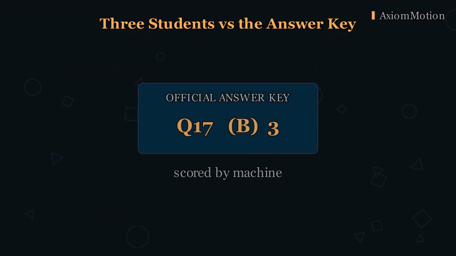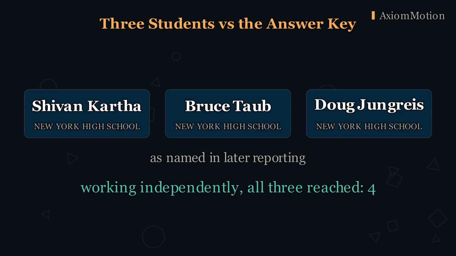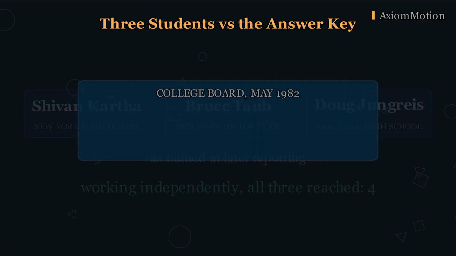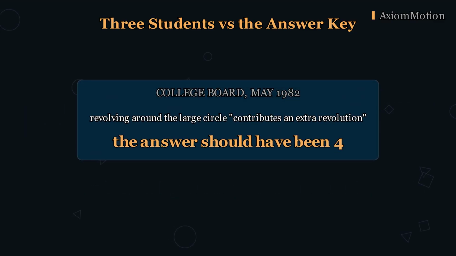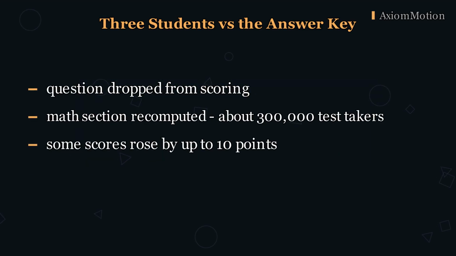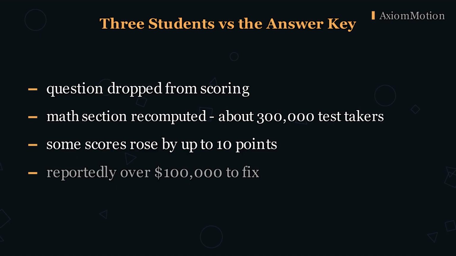Back to 1982. The SAT was scored by machine against an answer key that said 3. Within weeks, 3 New York high school students, working independently, wrote to the College Board to show that the listed answer was wrong. Later reporting names them as Shivan Carther, Bruce Taub, and Doug Jungrice, who went on to a career in mathematics. The College Board checked and agreed. Their own published explanation conceded that revolving around the large circle contributes an extra revolution, so the answer should have been 4. They dropped the question entirely and recomputed the math section for about 300,000 test takers.